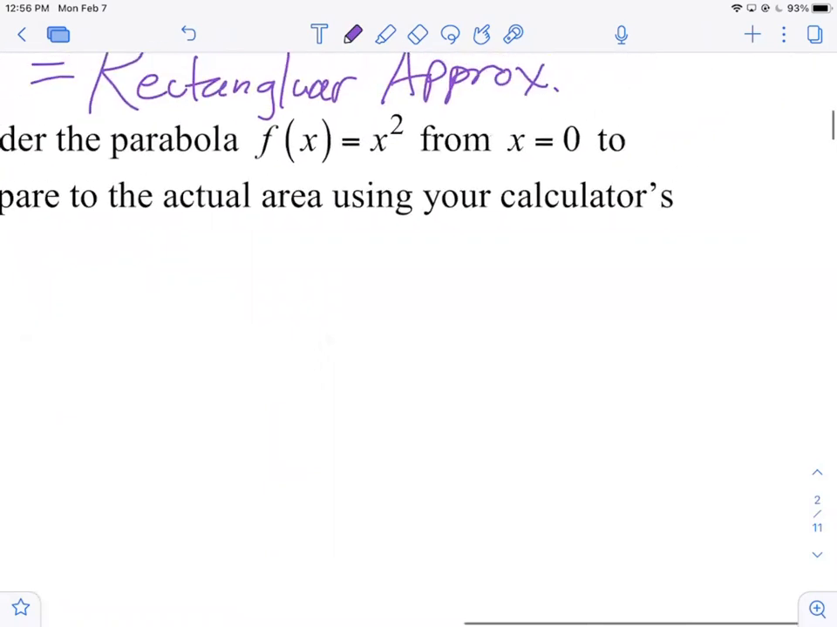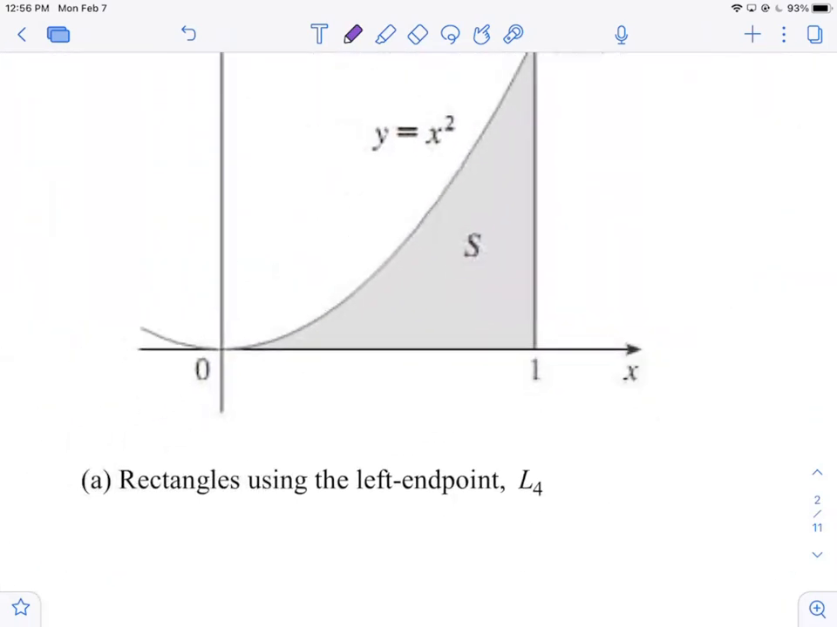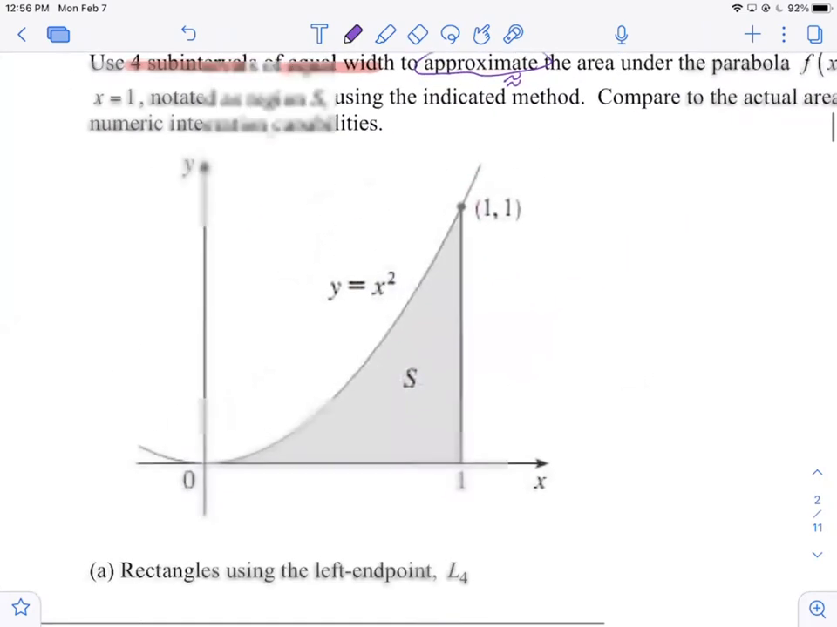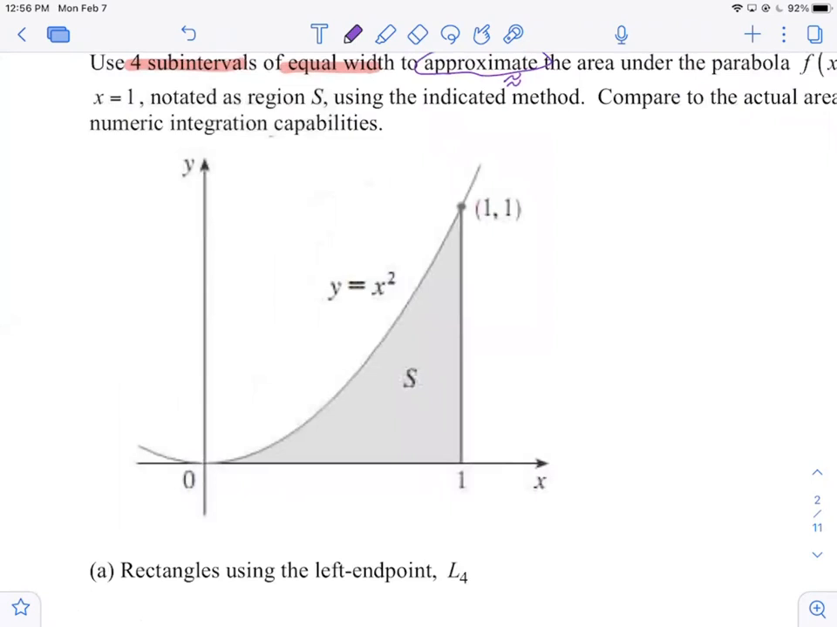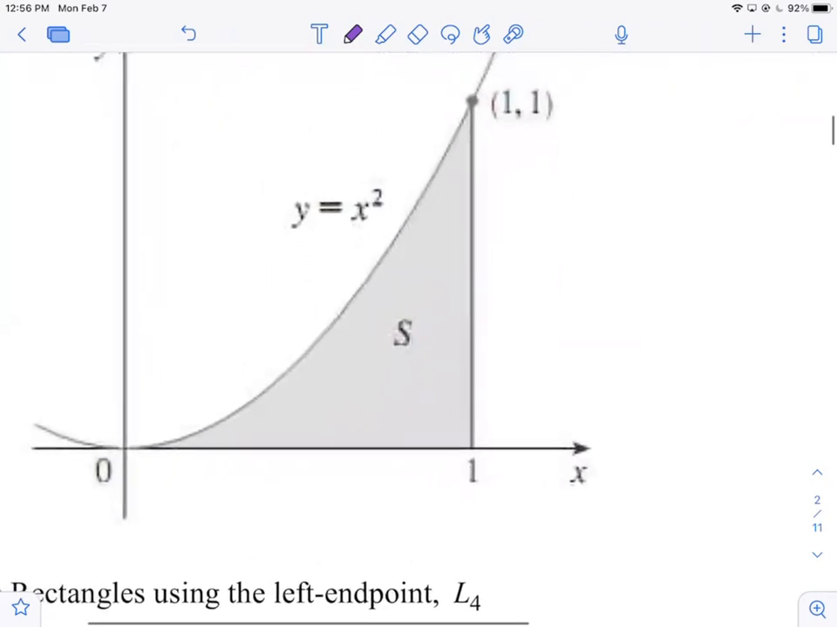Using the indicated methods compared to the actual. Okay, so step one, it says using rectangles using the left endpoint L of 4. Well, before we get to that 4, there's a little bit of housekeeping we have to do. We have to gather some information. I want to divide this into 4 equal partitions.